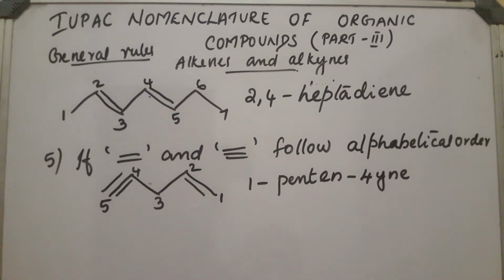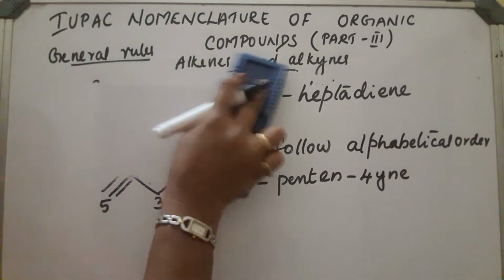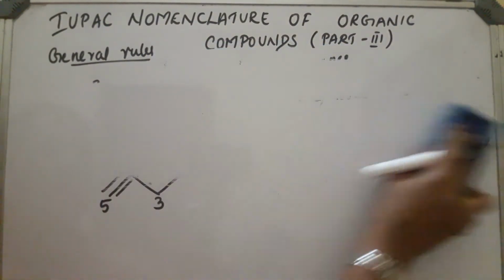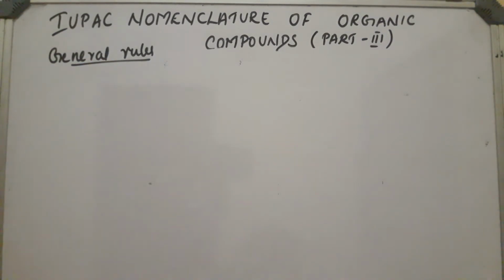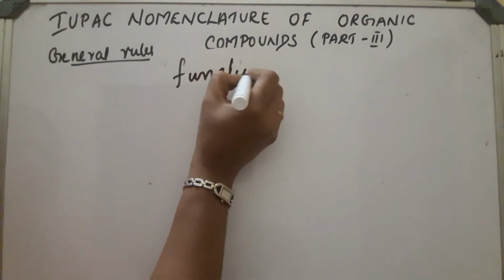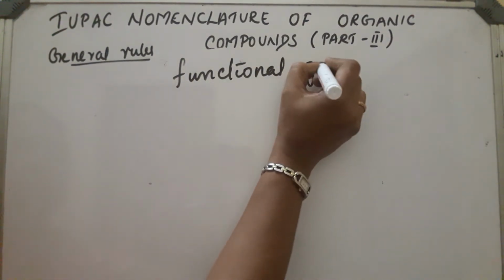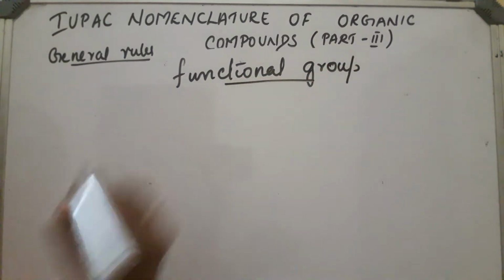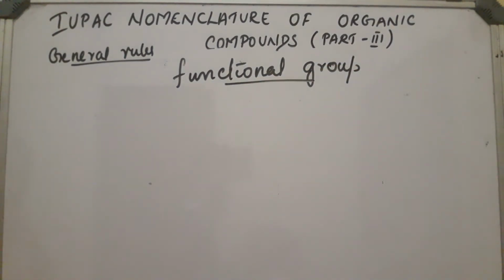This much about the general rules for alkenes and alkynes. Now let us see the nomenclature of compounds containing functional groups. If functional groups are present, how can we name the compounds? Compounds containing a functional group: in this case, first we have to select the longest chain containing the functional group, and numbering must be done in such a way that the carbon bearing the functional group gets the lowest number.